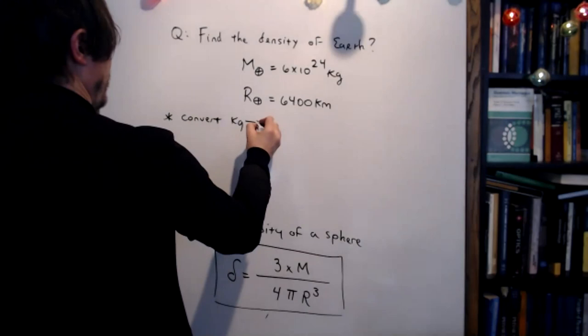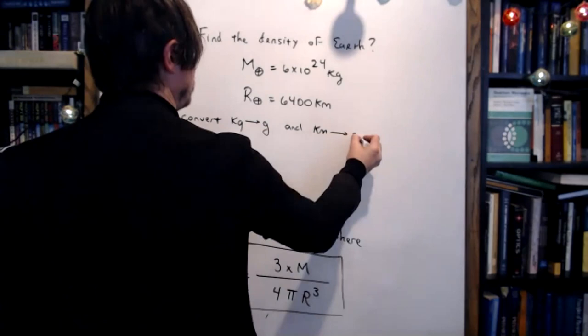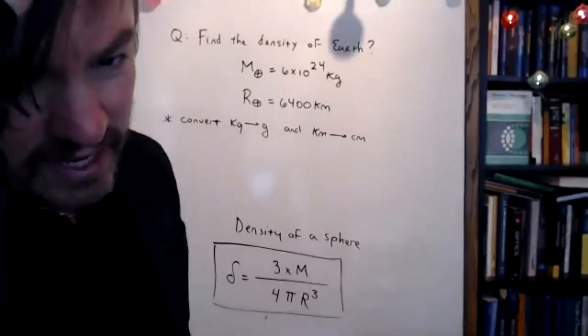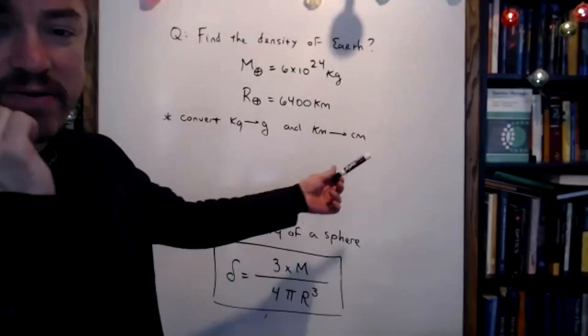kilograms to grams and kilometers to centimeters. How would I do that? Not meters, Ava, centimeters. How would I do that?